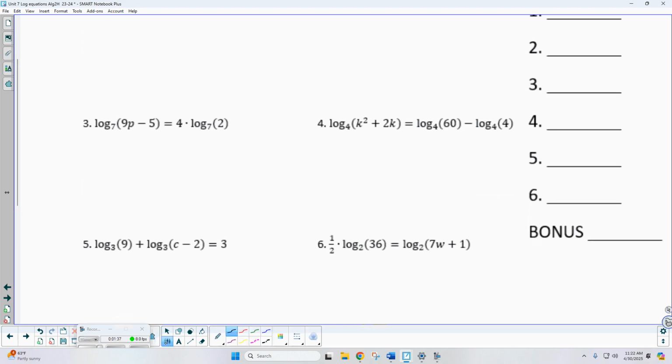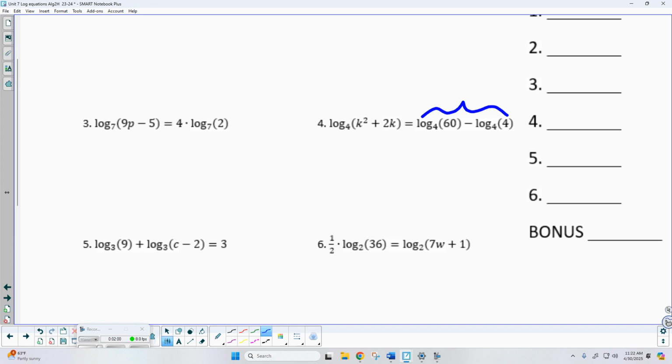All right, so we have log base 4 of k squared plus 2k is equal to log base 4 of 60 minus log base 4 of 4. Remember, you can only cancel out the logs if it's one log equals another log style equation with the same base. Here we have more than 2 logs, so I've got to condense this right side.